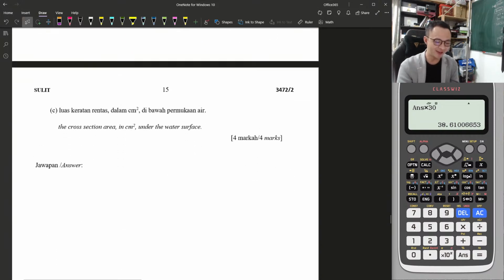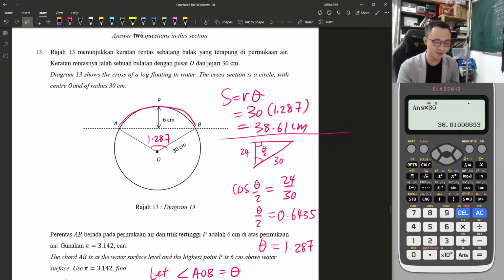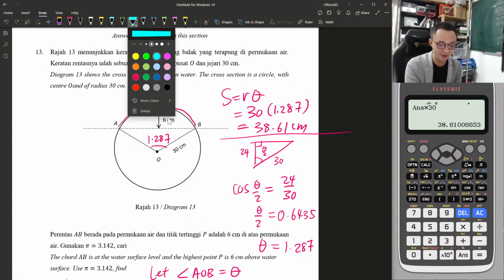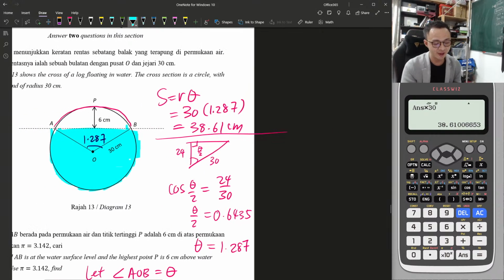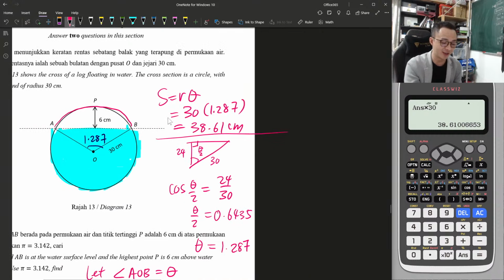So part C, they want to find the cross-sectional area under the water surface. Basically, blue color is for water. So this is the log inside the water surface, which is here. They want to find this area. So it's basically a sector plus a triangle, isn't it?